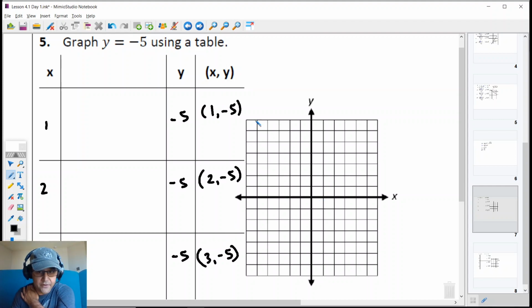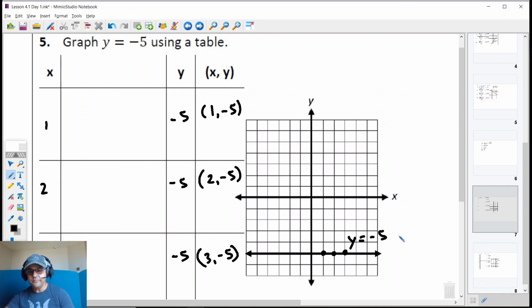So when I go to plot my points, I'm still going to start at the origin. My x is found first, so it means x is 1, right 1. Y is negative 5, so down 1, 2, 3, 4, 5. X is 2, right 1, 2. Y is negative 5, 1, 2, 3, 4, 5. X is 3, right 1, 2, 3. Y is negative 5. So if you notice, this time it will give me a horizontal line. Go edge to edge and quick label.